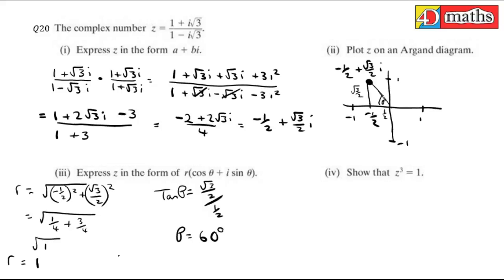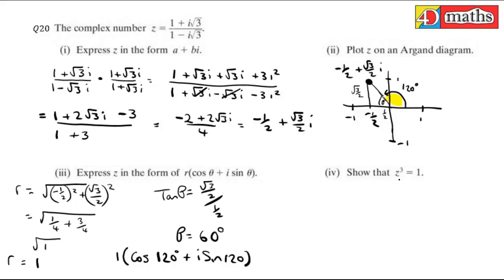So putting this into polar form, I get 1 cos. Now, this is not 60 because if you look back to here, the angle I'm looking for is all the way to this point, which is not 60 degrees. In fact, it's 180 minus the 60 which I found, so it's actually 120 degrees. So it's cos of 120 plus i sine 120.